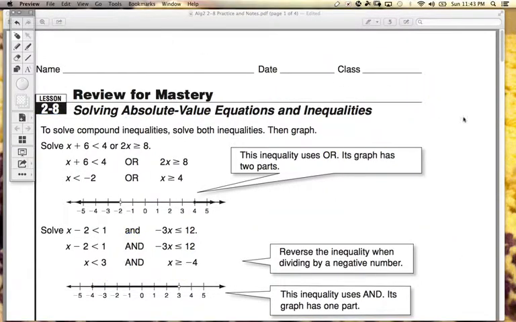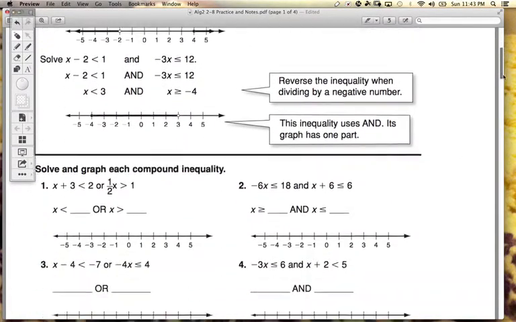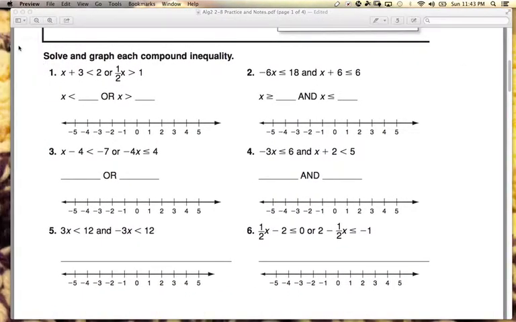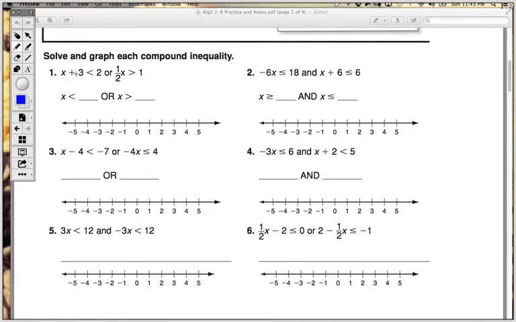Okay, so let's just jump right in. Here we go, head first. Number 1 says x plus 3 is less than 2, or 1/2 x is greater than 1. These are inequalities, and they're starting out with real easy, one-step simplifications.